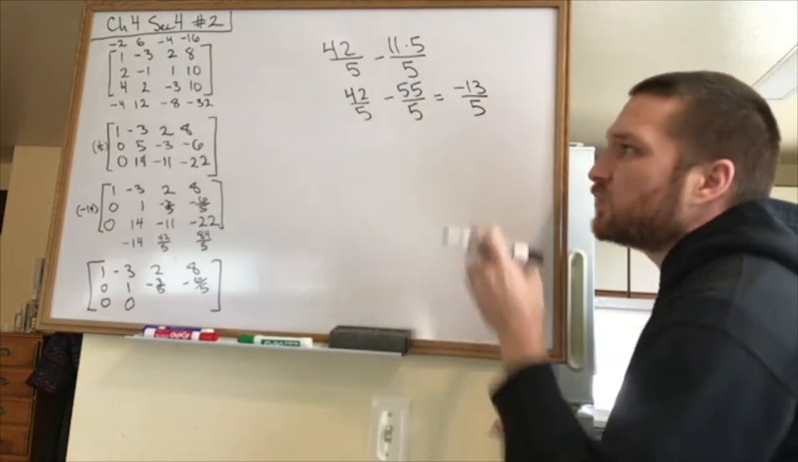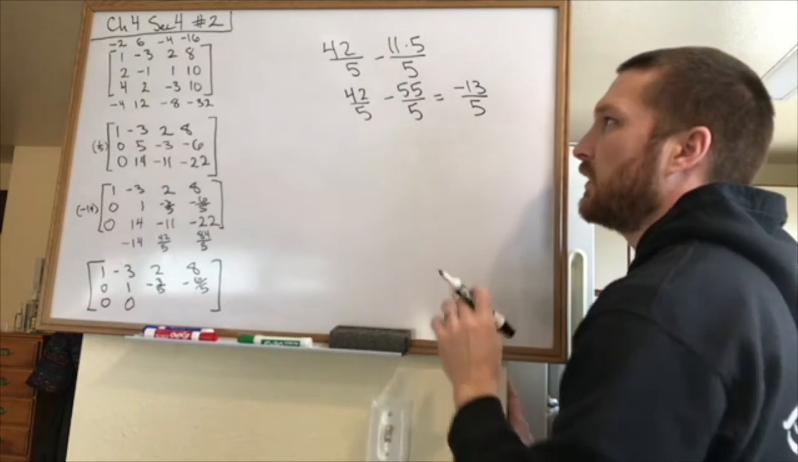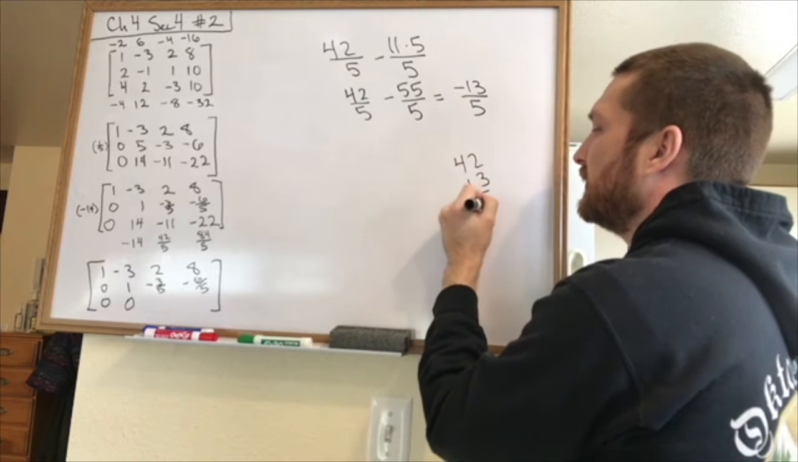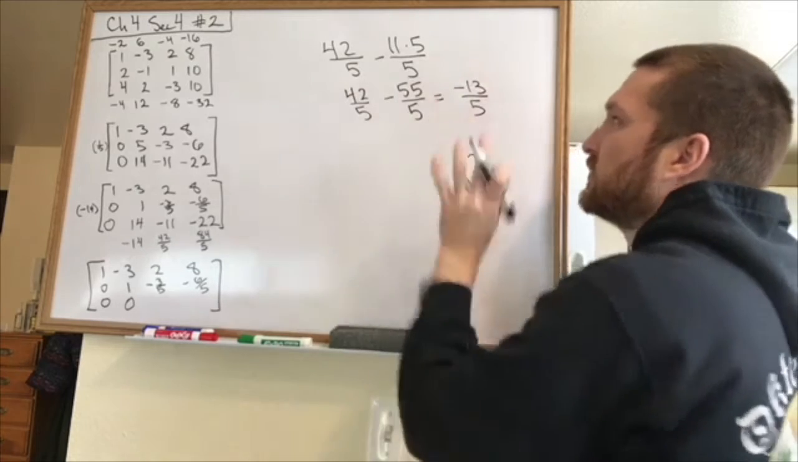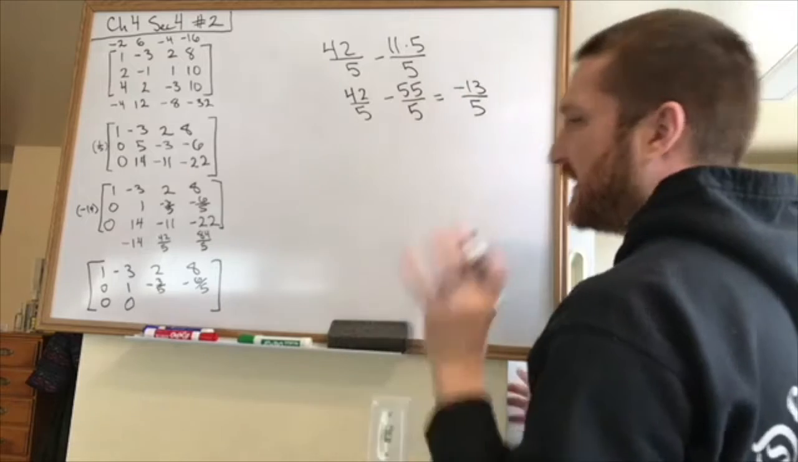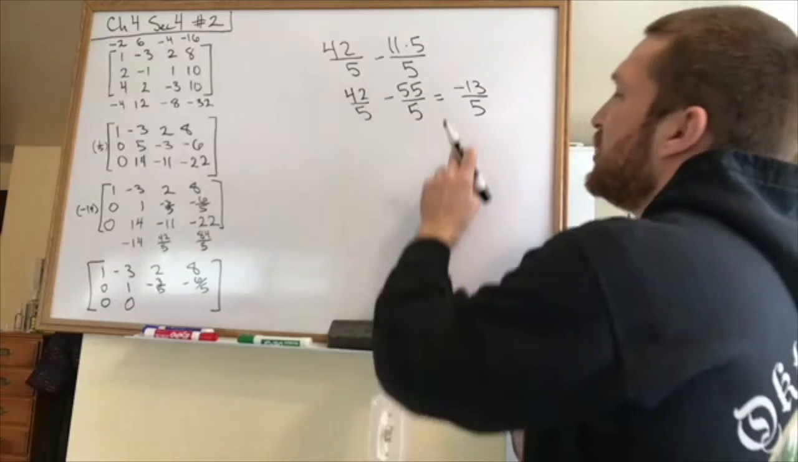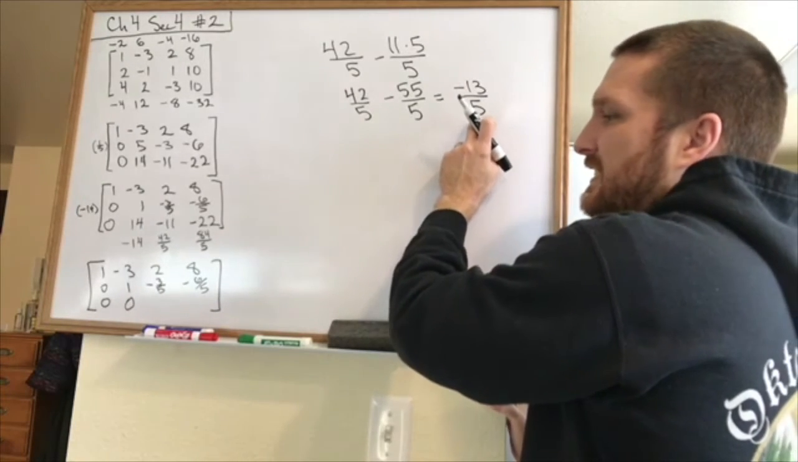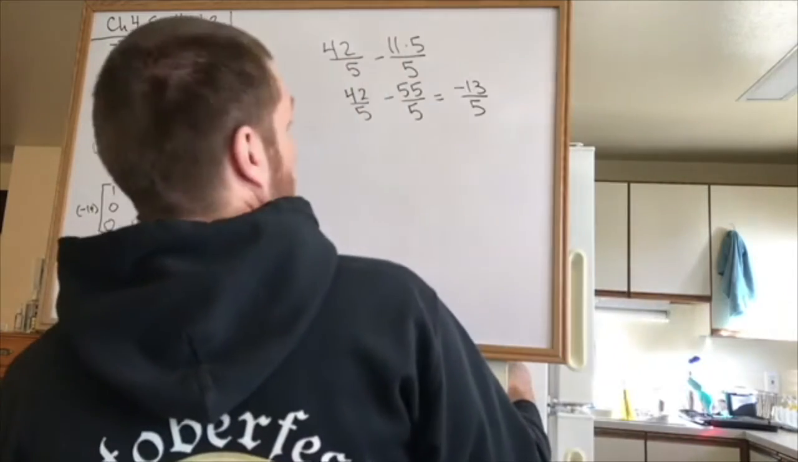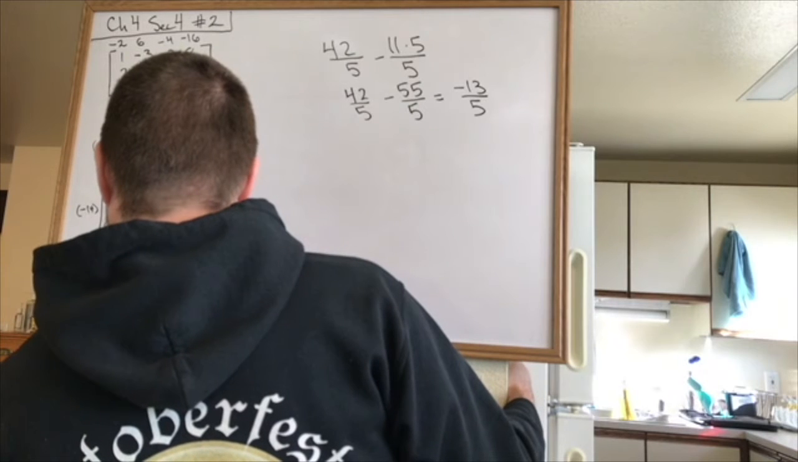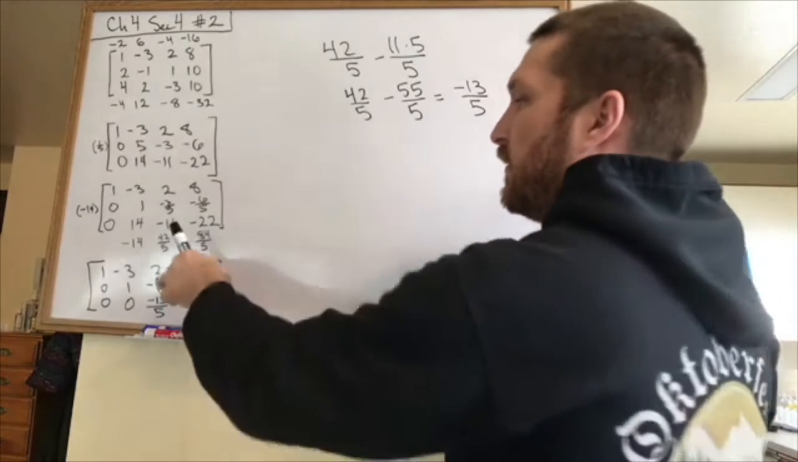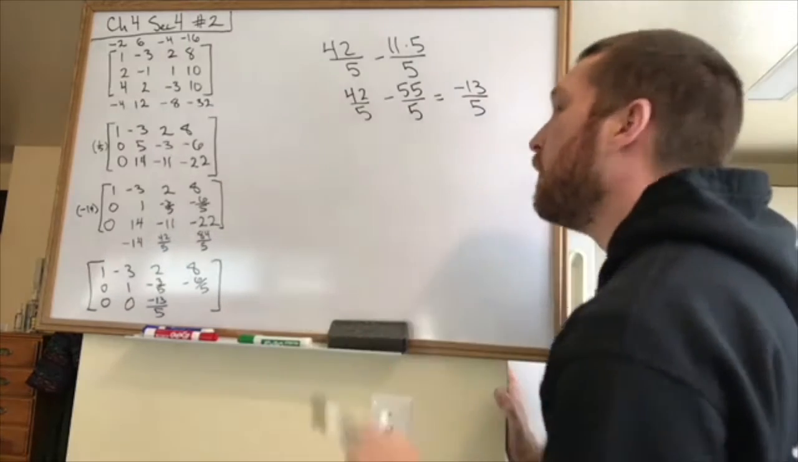I'm going to check it. In fact, this is what my work would look like if I were doing this on my own. I'd say, well, wait a second. Is 42 plus 13, does that give me back 55? Yeah, 55. Okay, so I got the right thing. I would have this kind of scratch work all over everywhere, and that's fine. That's what I expect. So we have negative 13 fifths here. That was from the 42 fifths minus 11.